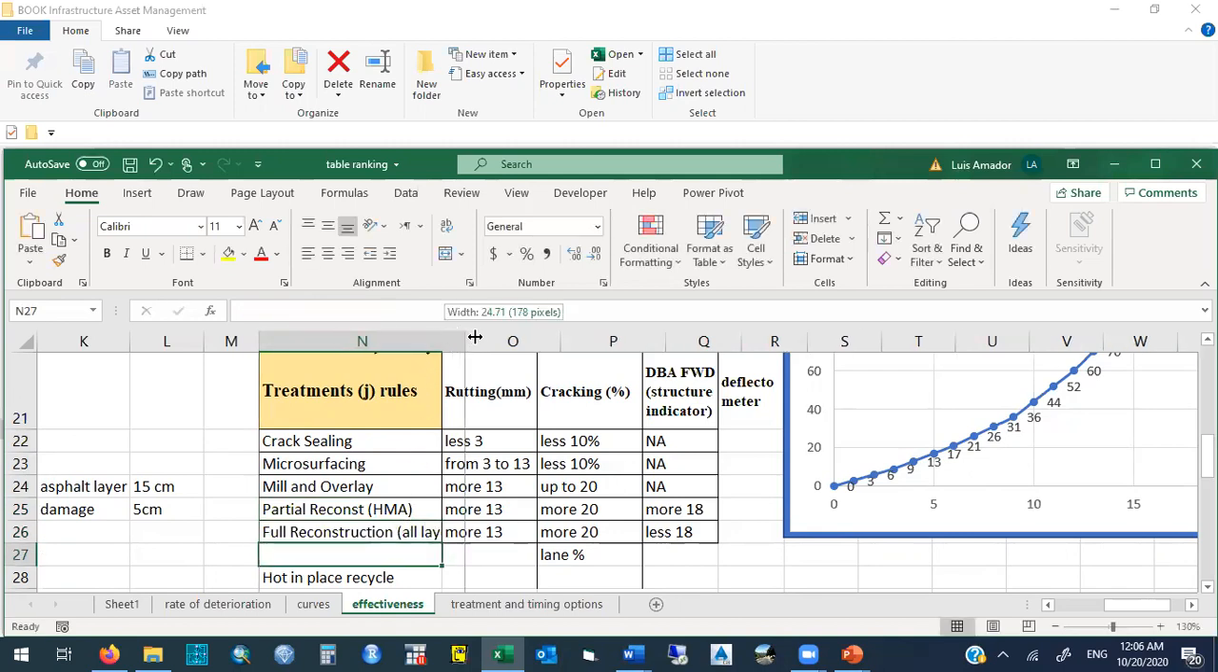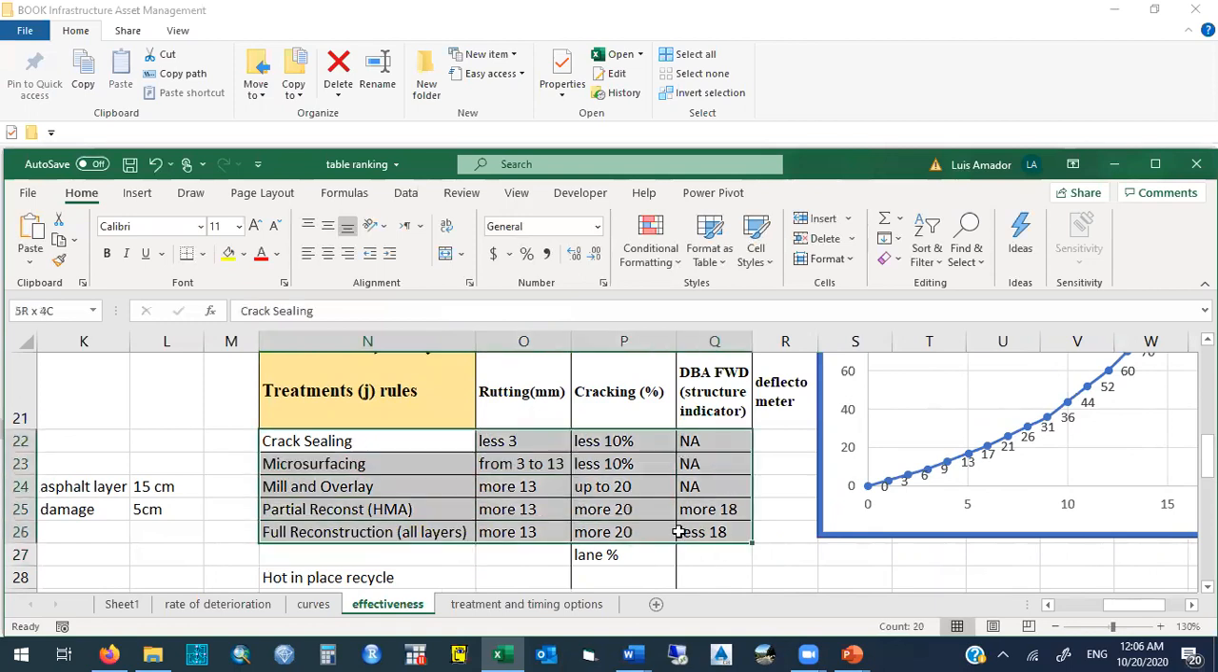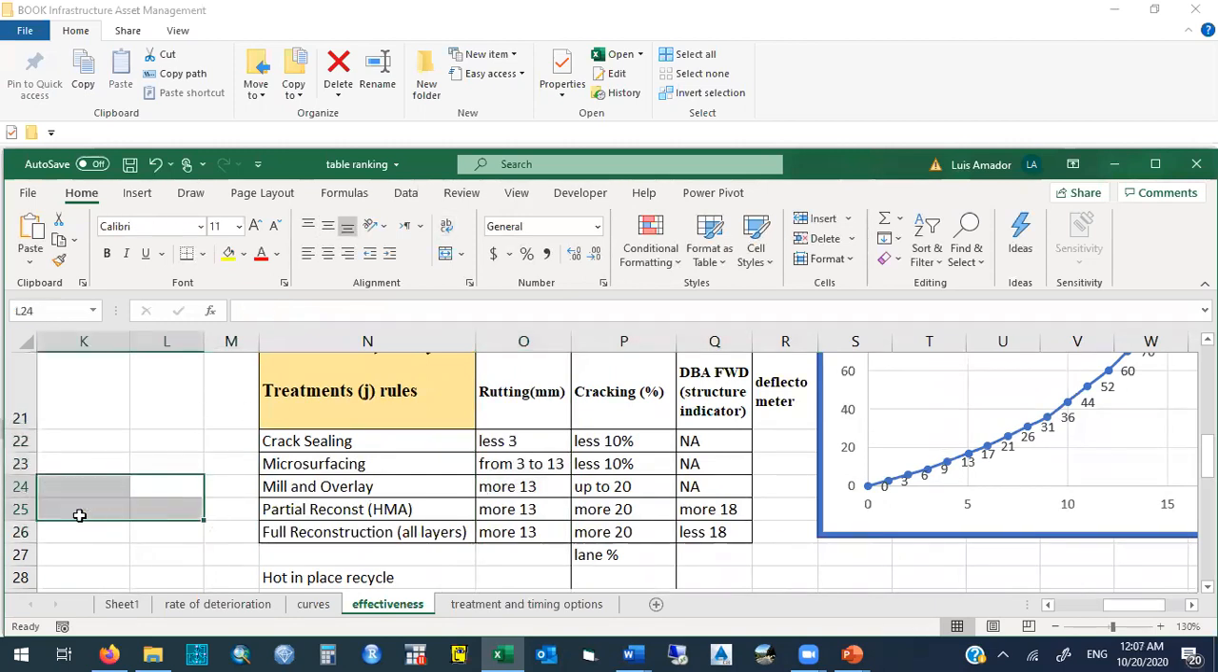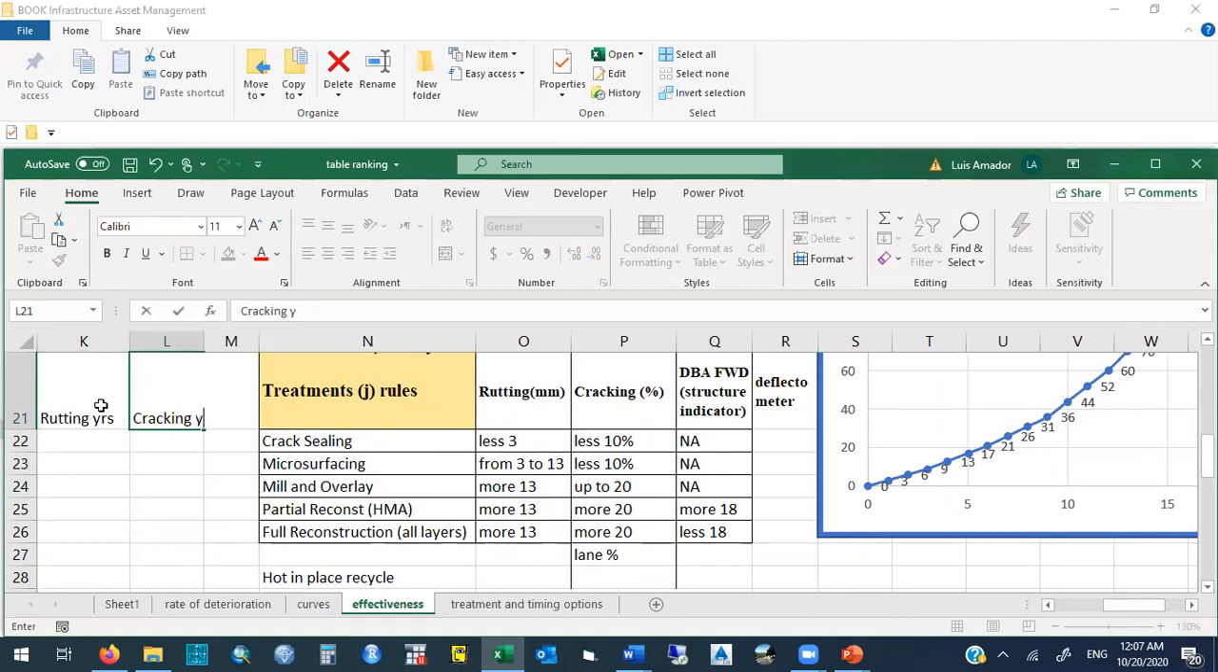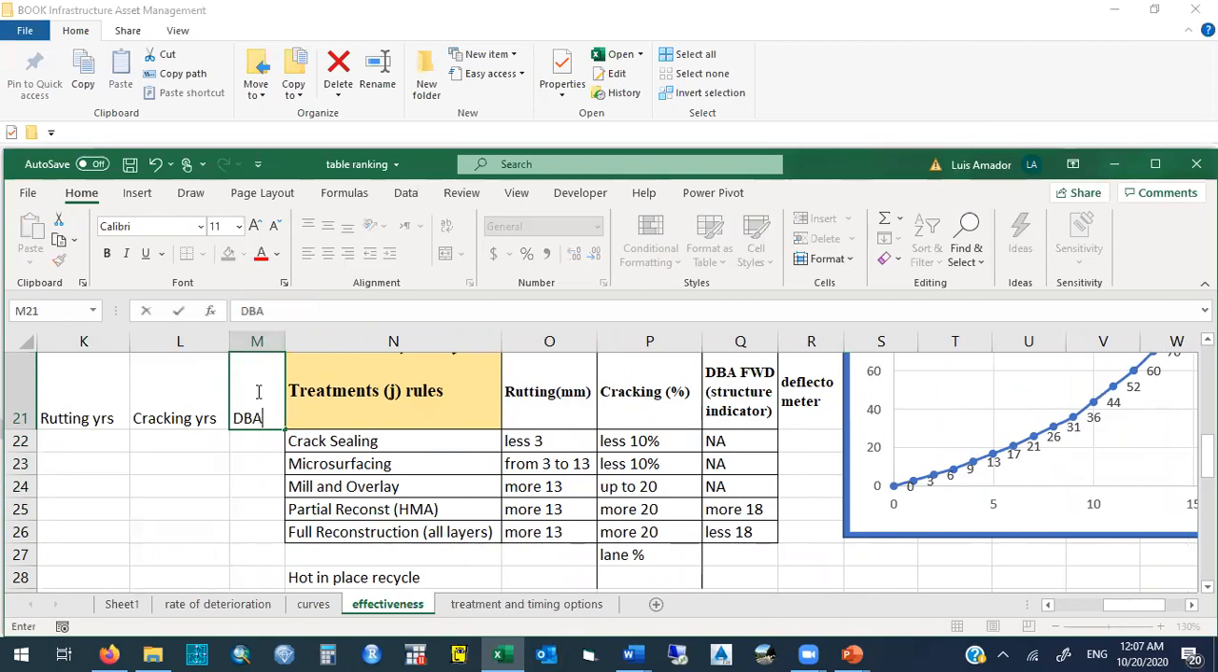Now, if you follow these rules, you can match this to a number of years for rutting, right? So you could have here rutting in years, and you can have cracking in years, and you can have deflection basin area in years, right? And then you can have a range, and then you can say for cracking, years will be between 1 and 5. Maybe 3. No, rutting, sorry.